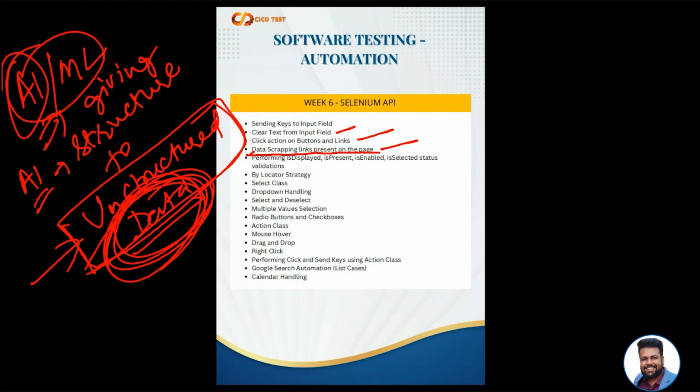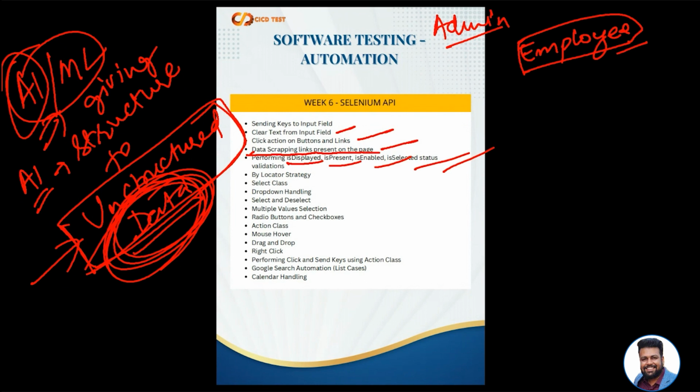And then whether the element is displayed or is present or is enabled or is selected, these are the things that we are going to see. Now, is displayed is different from is present. If it is present, it does not mean that it is displayed as well. Let's say there is some admin portal and there is some employee portal. Now, these employees can only see the parts of the web page which have been permitted by this admin.